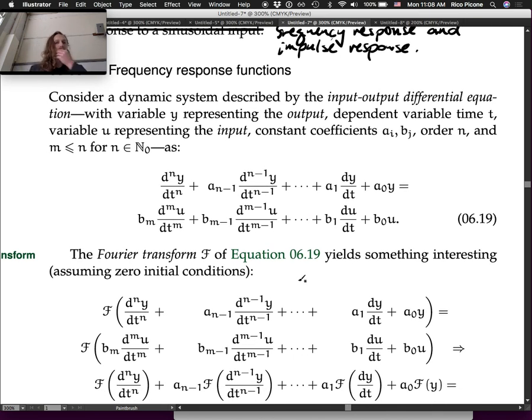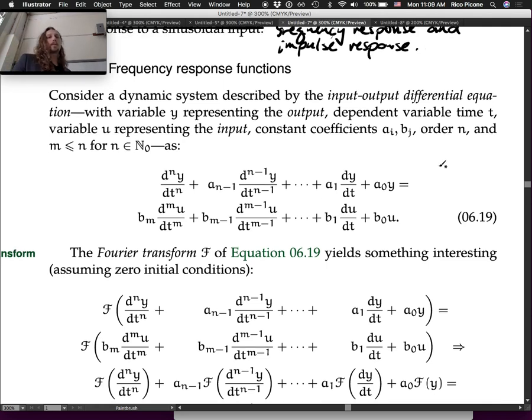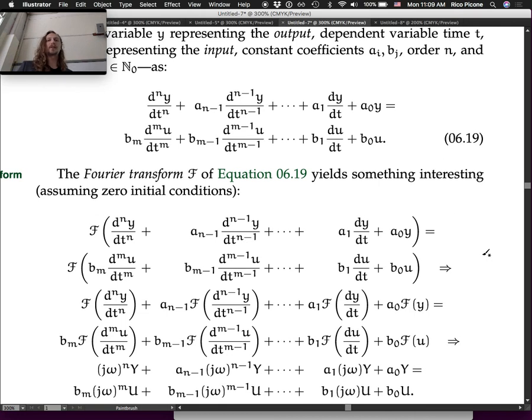So we learned about the Fourier transform last time, and we're going to use it. We take the Fourier transform of equation 6.19 to yield something interesting, assuming zero initial conditions. Do you guys remember when we took the Laplace transform of both sides of this equation to find the transfer function? Those are good times, right? This is what we're going to do here too, but we're going to use the Fourier transform.